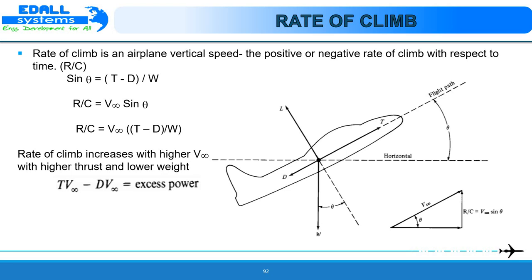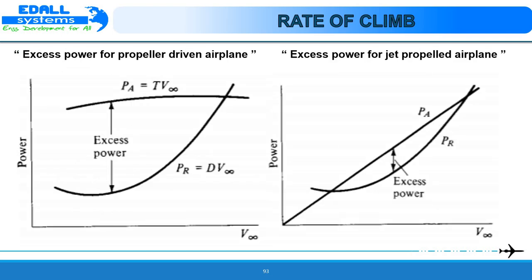The excess power is the difference between the power available and the power required. Hence, we can write rate of climb equals excess power by weight. PR curves as those already calculated for level flight, hence, give an approximation to the rate of climb, good only for small theta. To be more specific, a plot of D v infinity versus v infinity for climbing flight is different from the plot of D v infinity versus v infinity for level flight, because D is smaller for climbing than for level flight at the same v infinity.